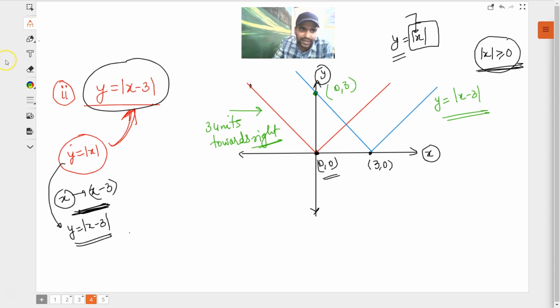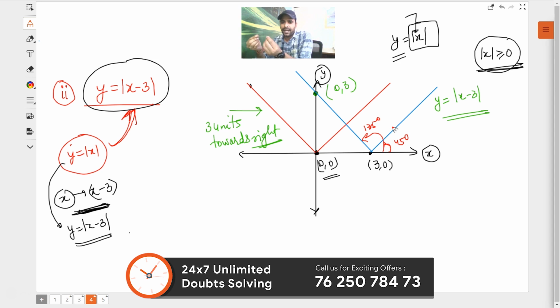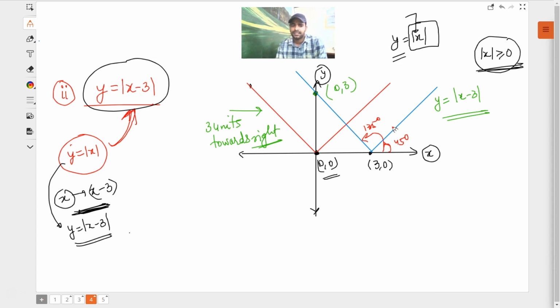So this will be (0,3). Again I'm telling you guys, this angle right over here will be the same 45 degrees, and this angle right over here will be the same 135 degrees, because we did nothing but pluck the red graph like this and put that corner on (3,0). We did not change the shape of the graph at all. So directly we came to know what is the graph of y is equal to mod of x minus 3.